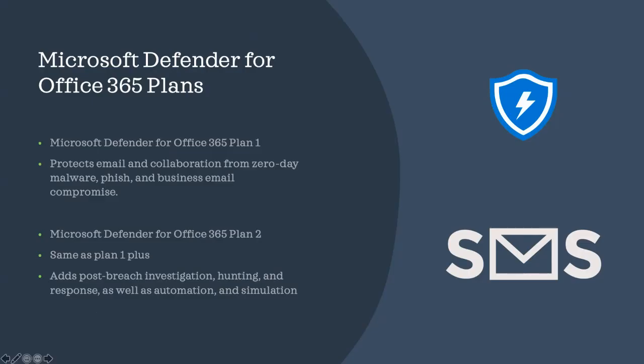So there's two plans on this. There's Plan 1 and Plan 2. Plan 1 literally comes with everything I've just mentioned. It protects your email from zero-day malware, phishing, and business email compromise.